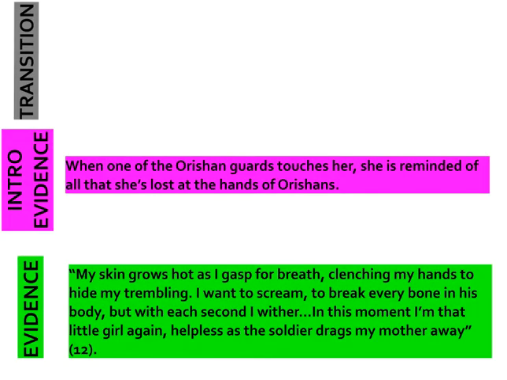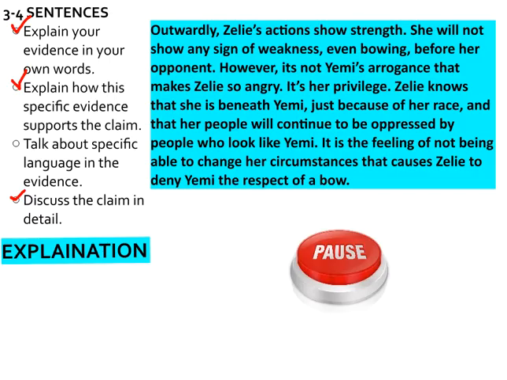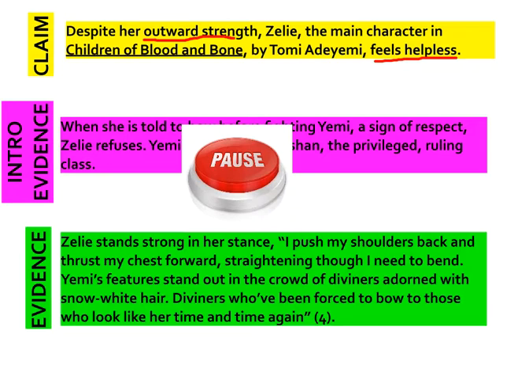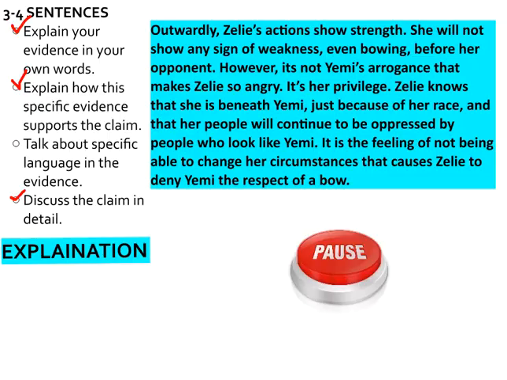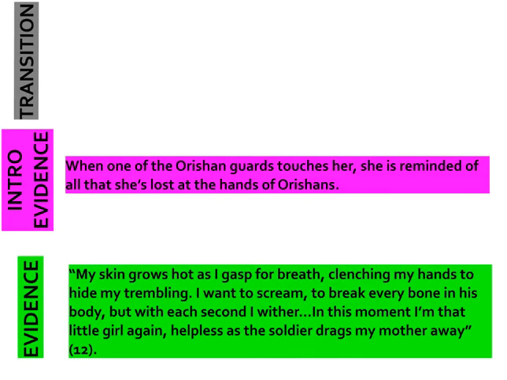Okay, let's work on our transition sentence. So we are transitioning to our second piece of evidence. We're trying to build a bridge between our first piece of evidence and our second. So remember, my first piece of evidence was about where Zaylee is actually showing strength. She's refusing to bow because she doesn't respect Yemi. So I want to provide a transition to my second piece of evidence. So let's take a look at my second piece of evidence.